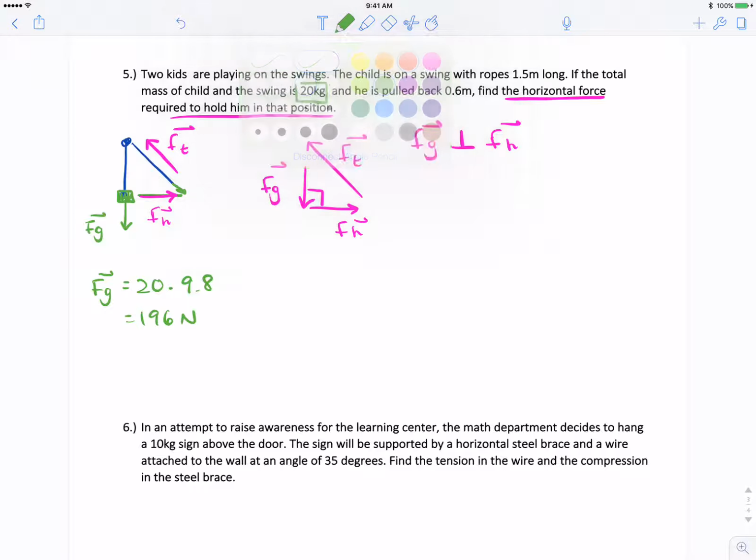It says find the angle that he is pulled back, or find the horizontal force, sorry. Perpendicular is a fancy word, it means they are at a right angle from each other. And I want to know the overall horizontal force. I know the magnitude of F of G. I don't know theta. What else do I know that I could use to solve this? Why would they tell me that 0.6?